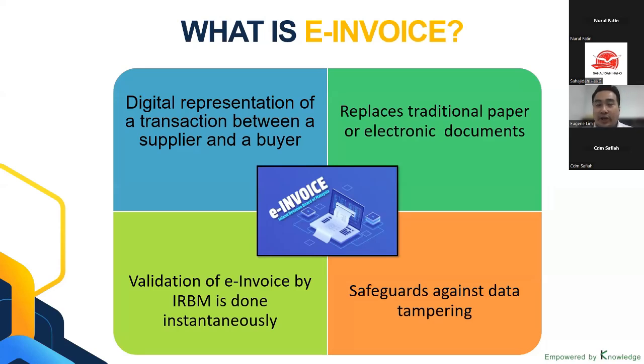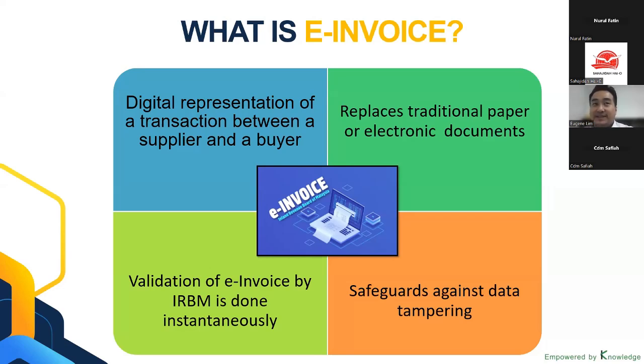That one we call a soft copy invoice. But e-invoice consists of four components. The first thing is the digital representation of the transaction between the buyer and the seller. This one is like a normal invoice. Their practice still remains the same. The second is replacing the traditional paper and electronic documents.